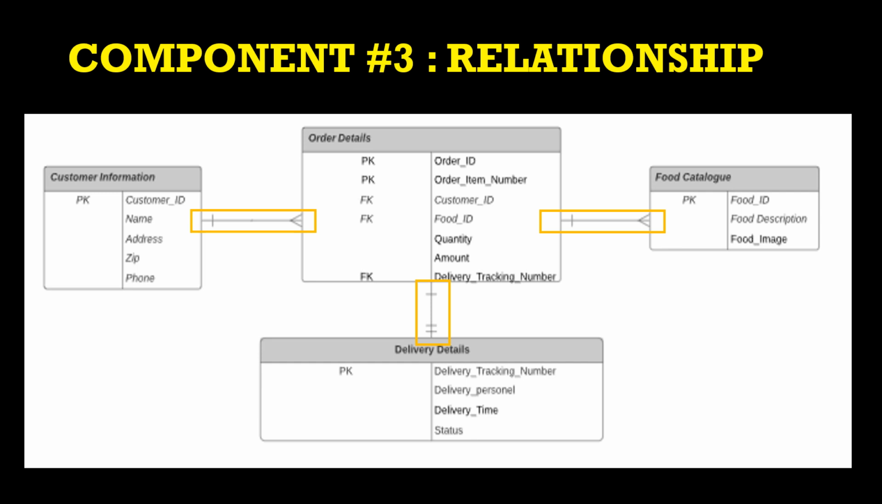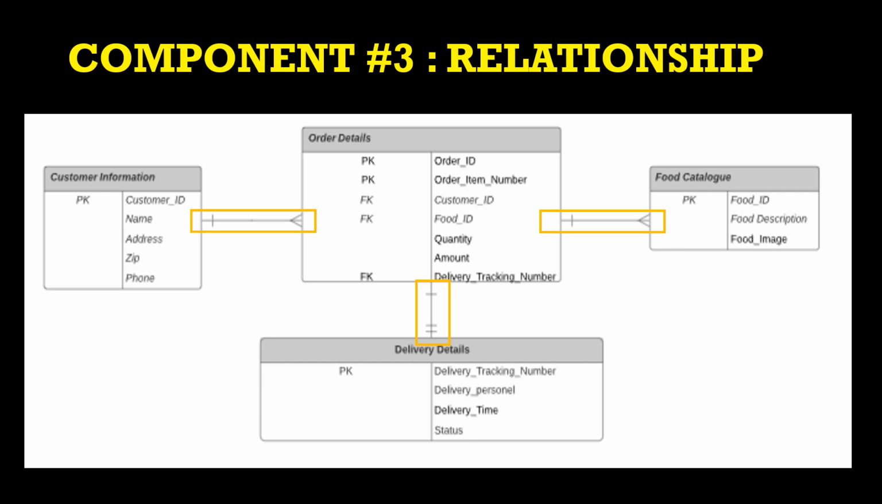Now let's look at the second relationship, type number 2, one-to-one. Between order details and delivery details, there can be a single delivery for a single order. That is, the delivery person would deliver the whole order and the relationship between these 2 entities is one-to-one only. This means that one order can have only one delivery tracking number. It is denoted by the one-to-one symbol as shown in the ER diagram.